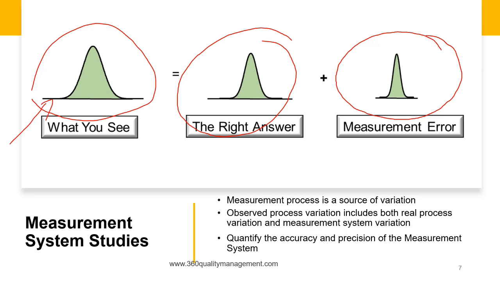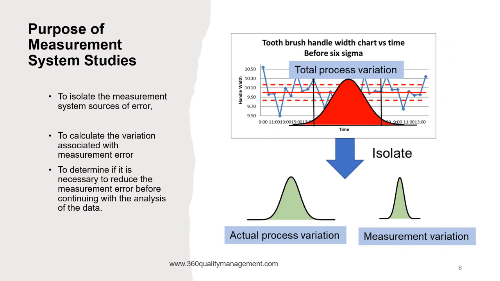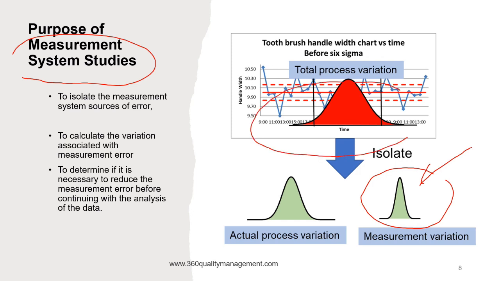So it is very important to quantify the accuracy and the precision of the measurement system. How do we calculate the measurement error in our process? The purpose of measurement system studies is actually to isolate the measurement system error, also known as measurement variation, from the total variation which we observe from the measurement or the data that we collected.